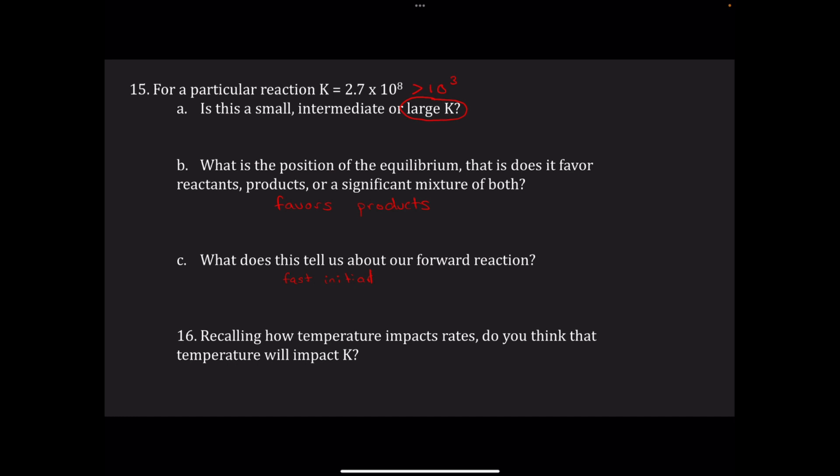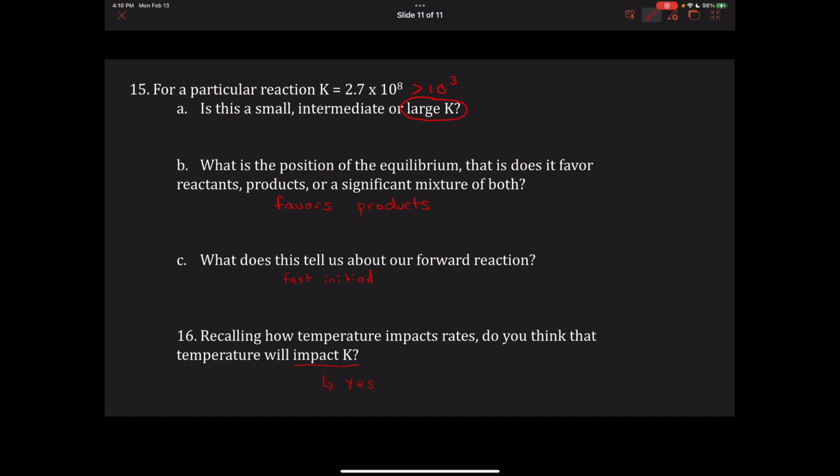Now, K is constant for a particular reaction. We're asked, if we think about how temperature impacts our rates, that equilibrium mixture is dependent on rates. It depends on who's faster initially. Is it the forward that's faster? Is it the reverse that's faster? Or are they comparable? Remember that temperature impacts rate. So if temperature impacts rate, we're asked, does it impact K? And yes, absolutely it does. So K will be constant for a reaction at a particular temperature.